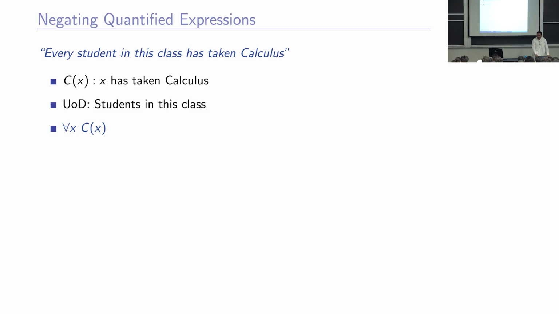Now, every student in this class has taken calculus. This, in other words, says calculus is a prerequisite of this class, if you know the meaning of prerequisite. So this was the translation: every student in this class has taken calculus. What will be the negation of the blue statement in English?